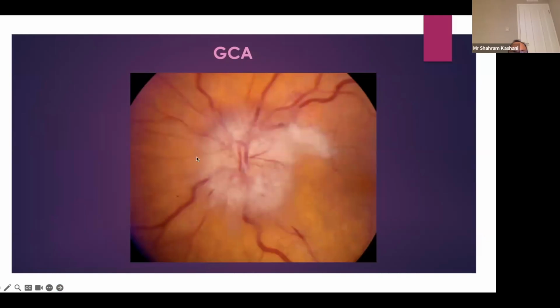I've just put this up because this is my take-home message. You'll be pleased to know we're coming towards an end. So if you see a disc like that, you can just see a very swollen disc, chalky white, with a cotton wool spot, thick GCA. This is very, very typical of a patient who has GCA, and they've often lost vision in this eye, but without steroids, they're at high risk of a stroke or a heart attack. So you could save their life by referring them in.